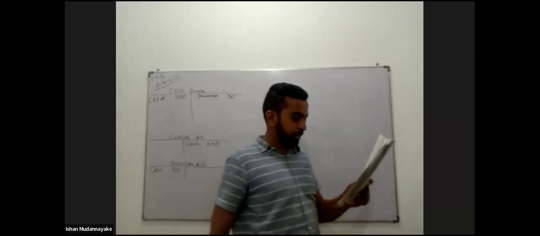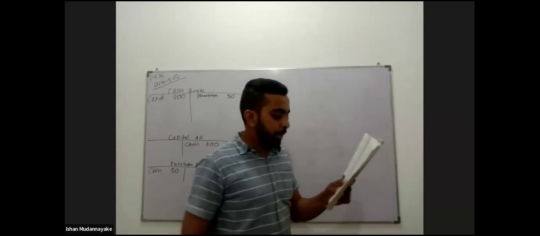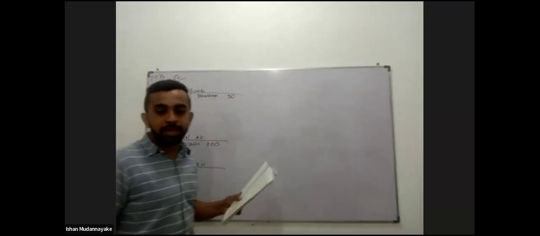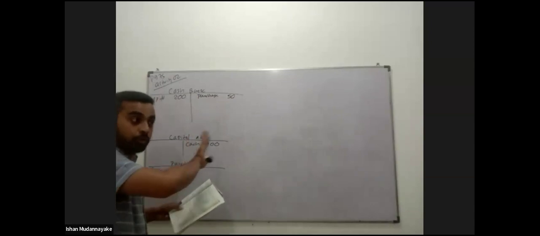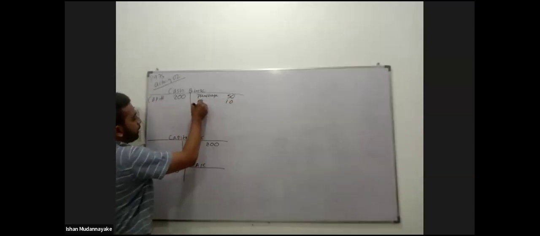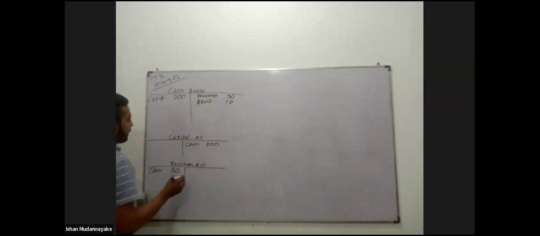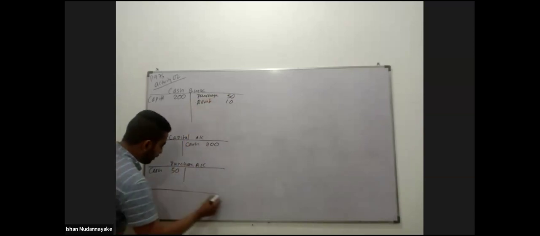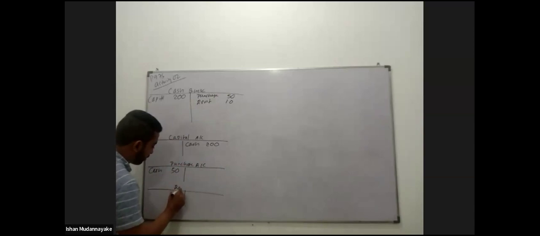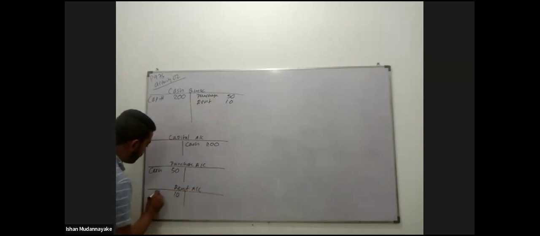Last time we discussed up to the 4th transaction. Then, payment of monthly rental 10,000. Cash outflow, so cash book credit 10,000, rent account debit. Rent account debit 10,000, cash. Cash book credit, rent account debit.